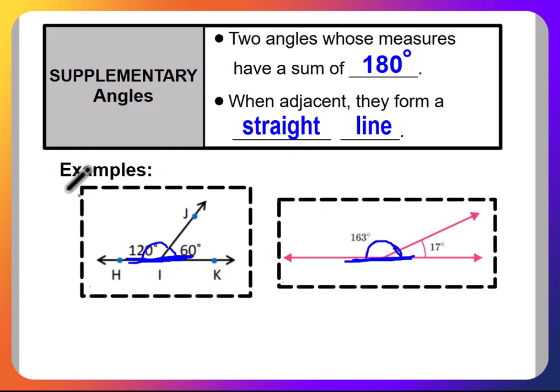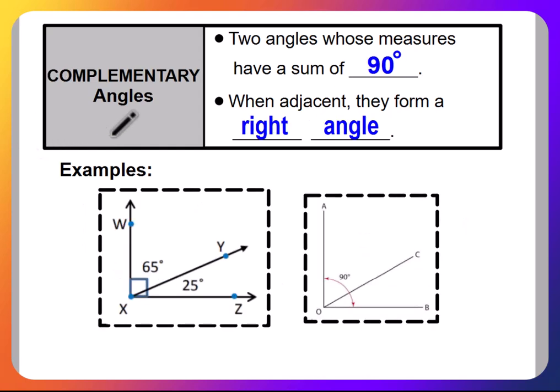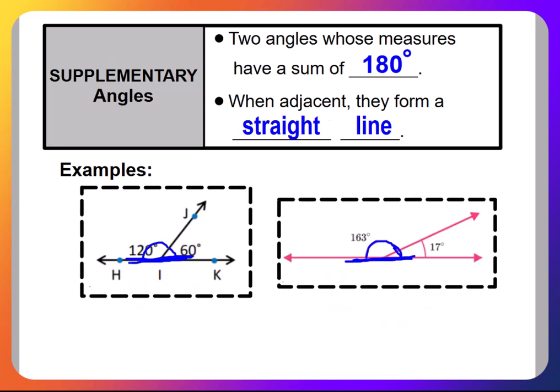They are supplementary. One way to remember the difference between complementary and supplementary is that complementary has one P. Think of a P as being 90 degrees. One P, 90 degrees. Supplementary has two P's. So that's 90 degrees plus 90 degrees, which equals 180 degrees. You can think of it that way.